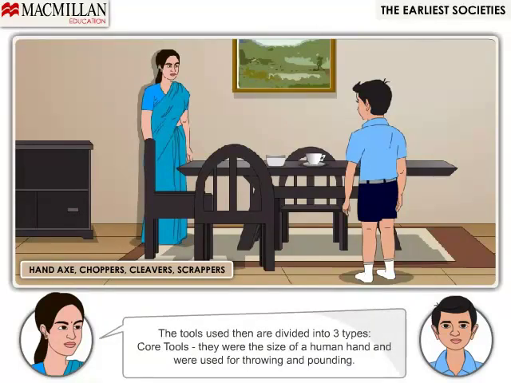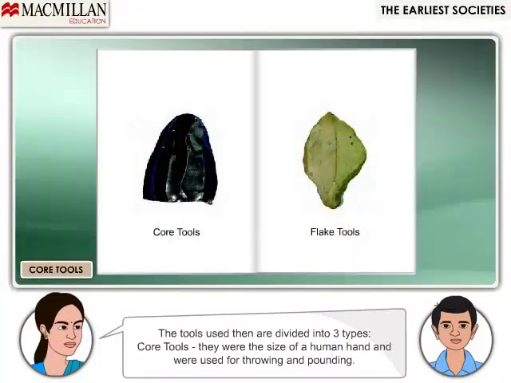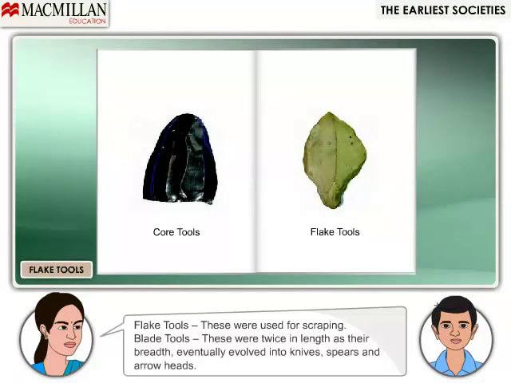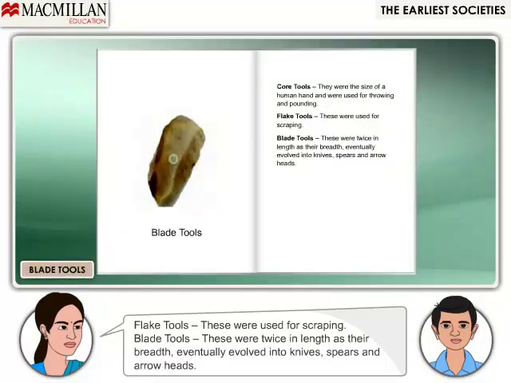The tools used then are divided into three types. Core tools. They were the size of a human hand and were used for throwing and pounding. Flake tools. These were used for scraping. Blade tools. These were twice as long as their breadth, and eventually evolved into knives, spears, and arrowheads.